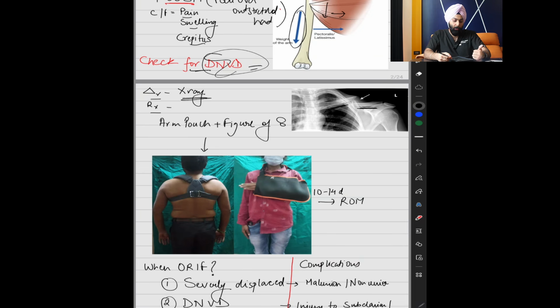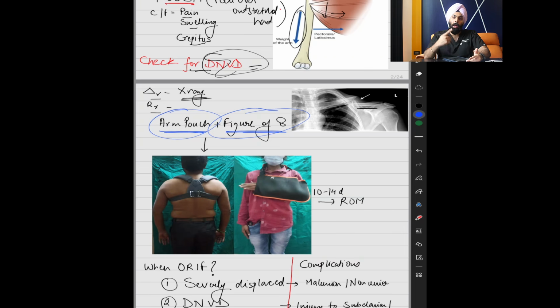The treatment protocol is very important. OPD में काफ़ी दफ़ा देखा है कि a lot of even the topmost surgeons miss this. They either give just an arm pouch or just a figure of 8 bandage. The combination of both of them is needed.